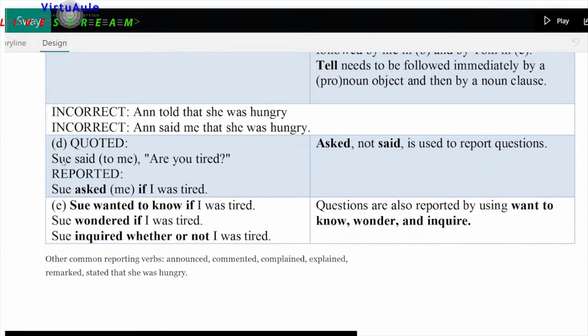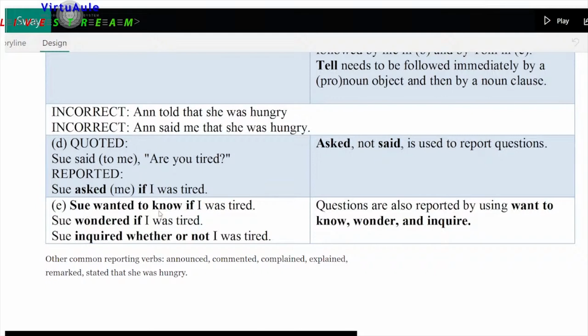D, quoted. Sue said, she said exactly to me, are you tired? So I'm reported, Sue asked me if I was tired. Asked, not said, is used to report questions. So we have a couple of things here that are quite difficult, but remember that if you want to report a question, you should use asked.